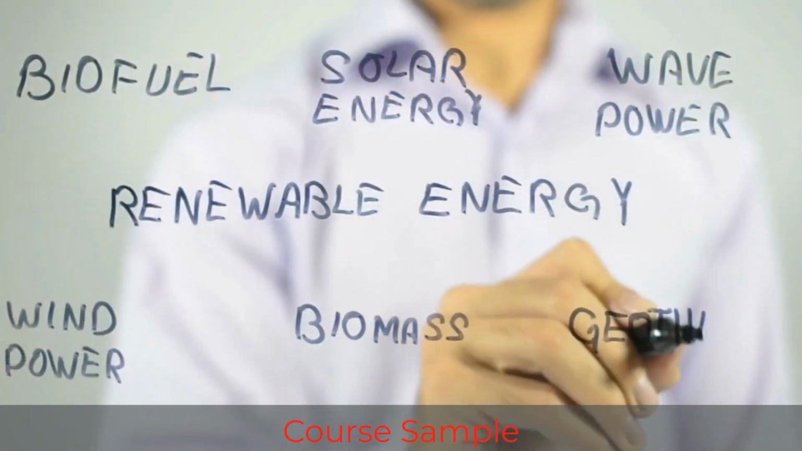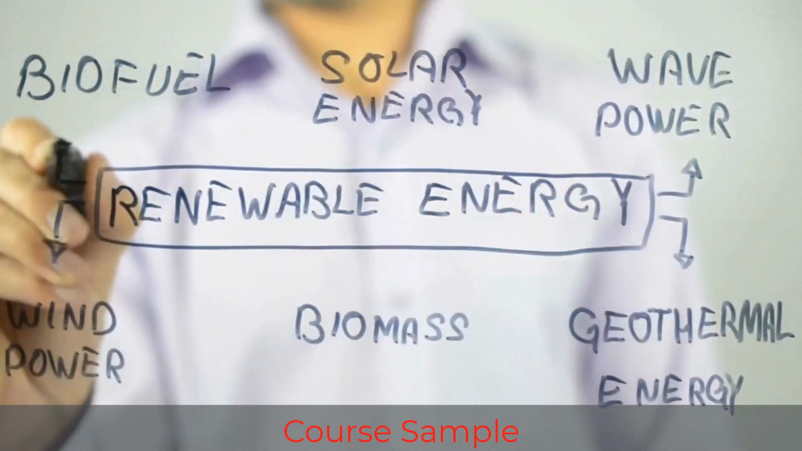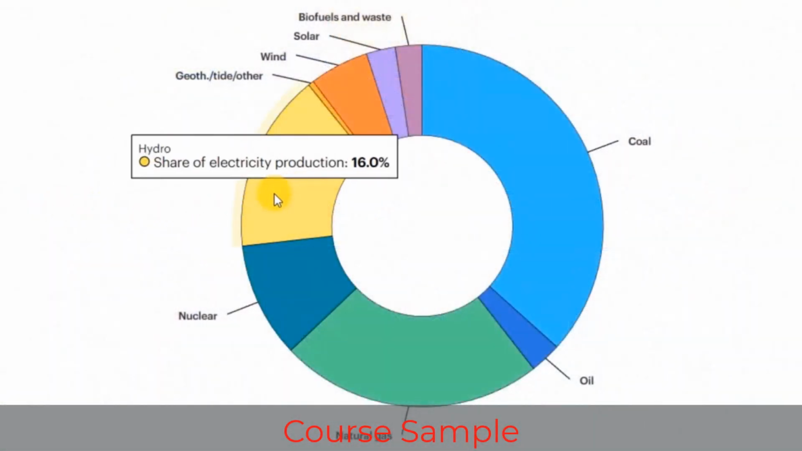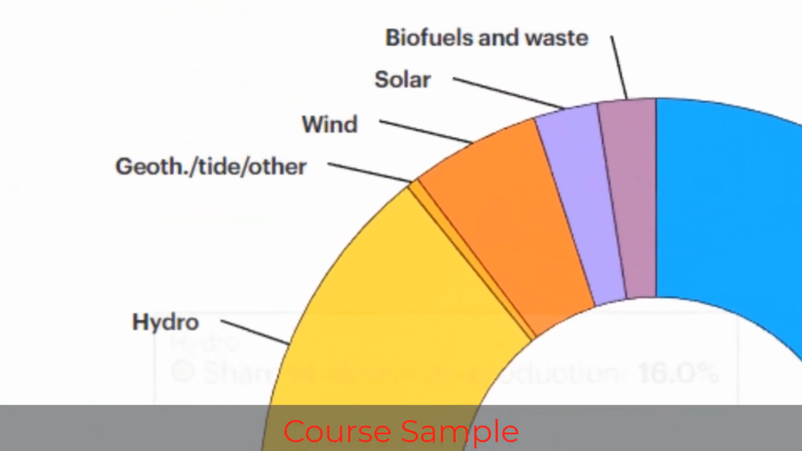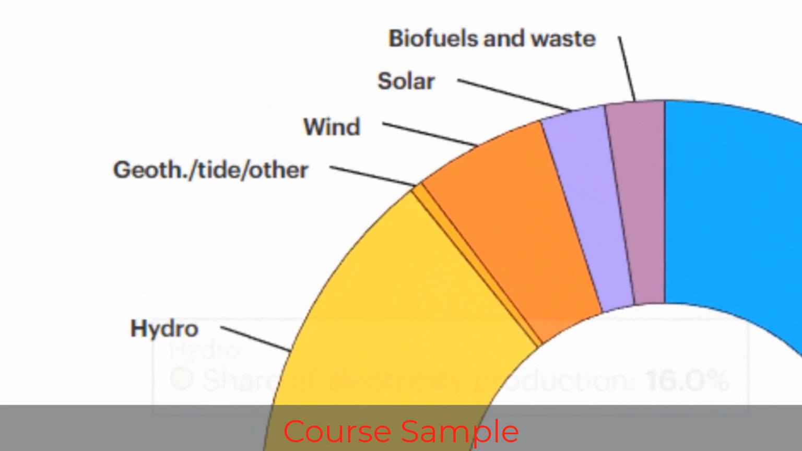If we look at how much electricity we generate, hydropower accounts for about 16% of all of our generation capacity. That's larger than all of the other renewable sources combined. This includes wind, solar, biomass, geothermal, etc.